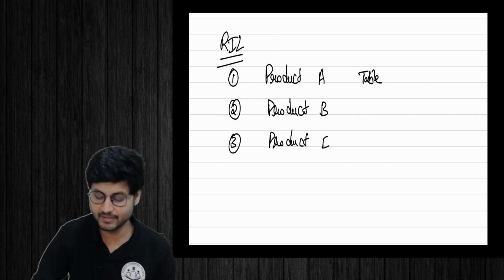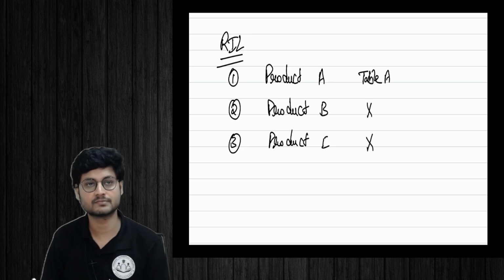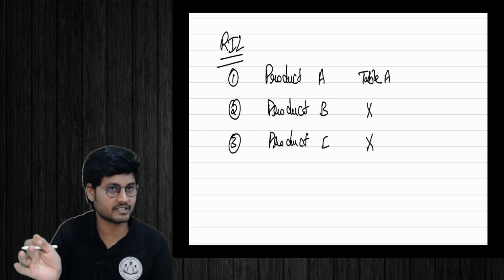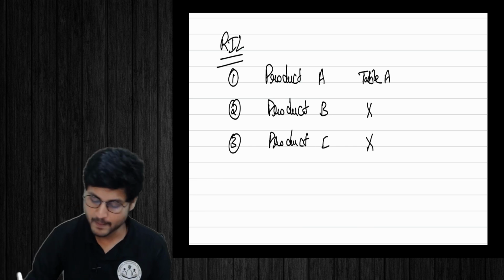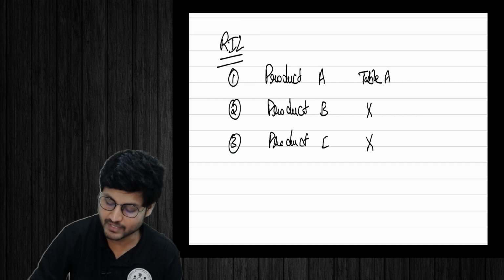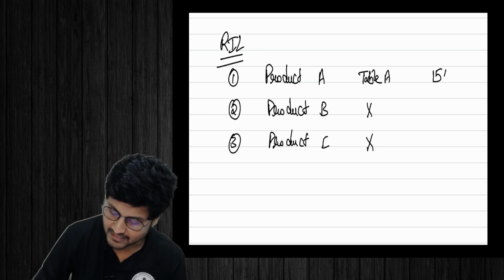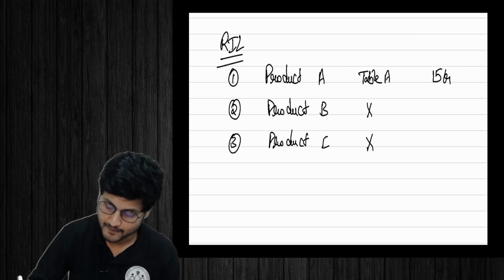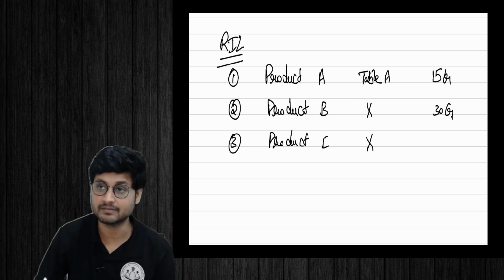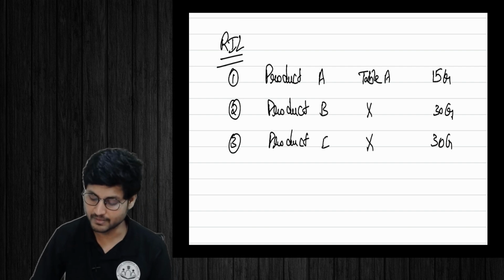Product A is mentioned in table A. Table B is also not there. So product B and C are not mentioned in rule number 3. Product A, imagine a case where it is 15 CR. Product B 30 CR. Product C 30 CR. Now you tell me, what is the aggregate turnover?